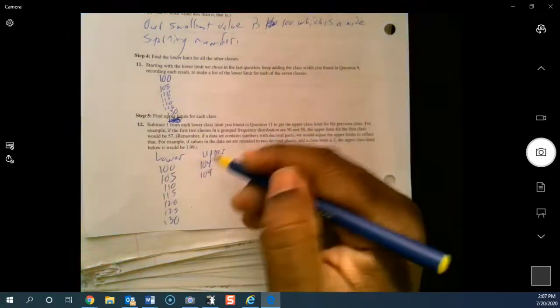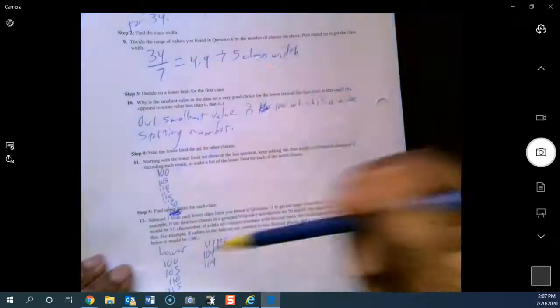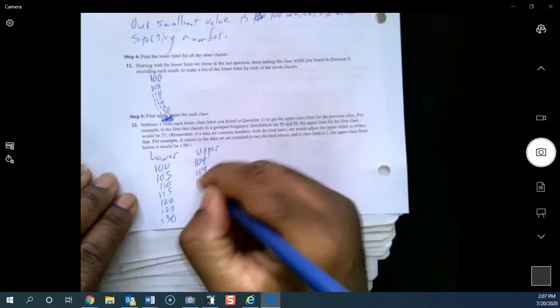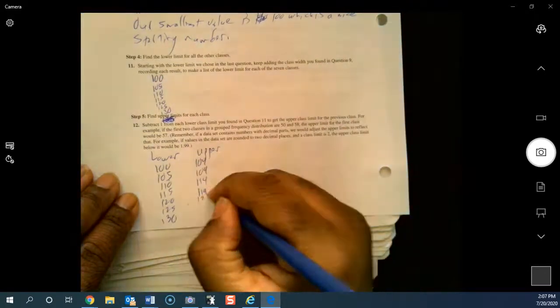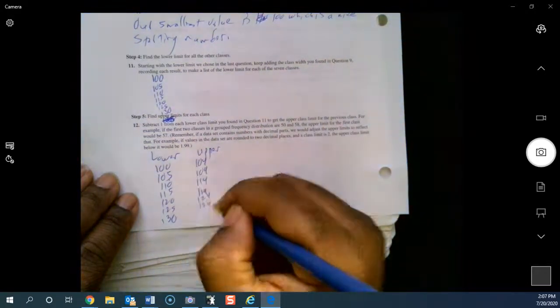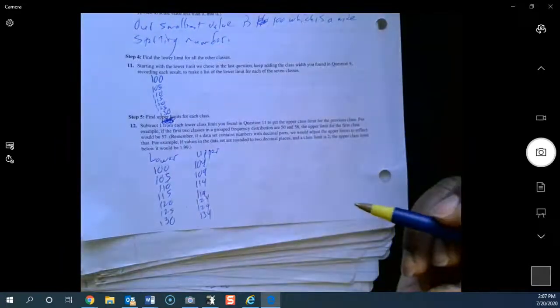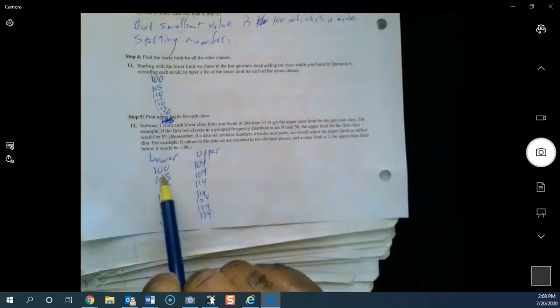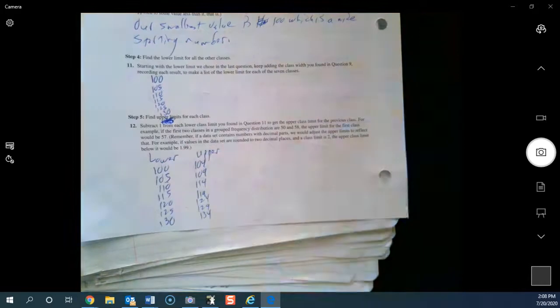Now listen, just to tell you all this here, you don't have to keep subtracting 1. What you could do is once you get that first upper limit, you can add the class width to it, just like you did with the lower limit. So this would be 114, 119, 124, 129, and 134. So it's the same process. Once you get the lower limit, once you get the upper limit, all you have to do is add the class width to it. And it will give you the answers.